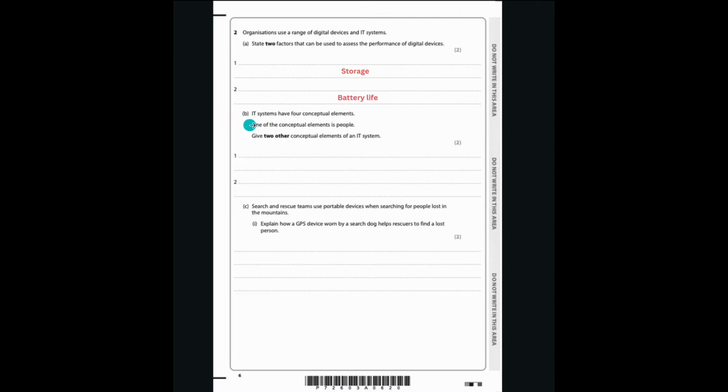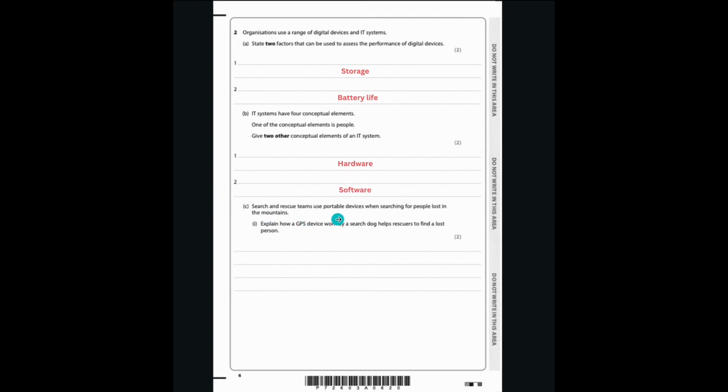Question B: IT systems have four conceptual elements. One of the conceptual elements is people. Give two other conceptual elements of an IT system. Inside your IT systems chapter, you can see there are types of IT conceptual elements. The other two are software and hardware.